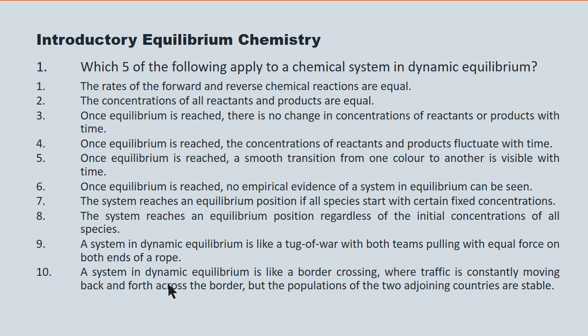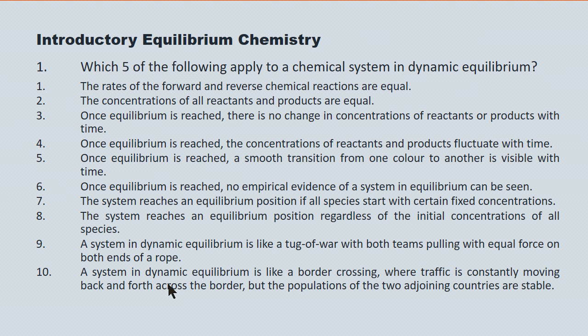The system reaches equilibrium position if all species start with certain fixed concentrations. No, not true. We just looked at the hydrogen iodide system, and we started with 3 very different initial concoctions, initial concentration levels, and all three reach the same equilibrium. So therefore 8. The system reaches an equilibrium regardless of the initial concentrations of all species.